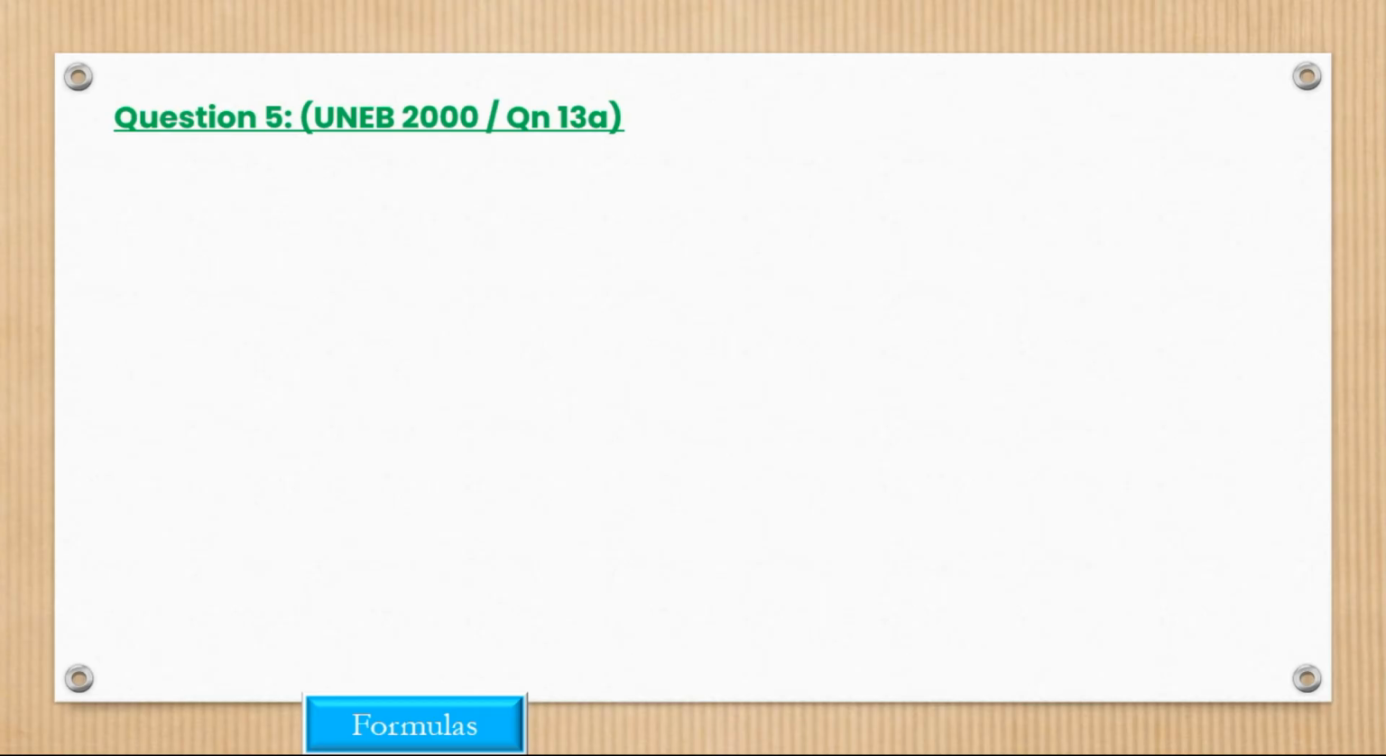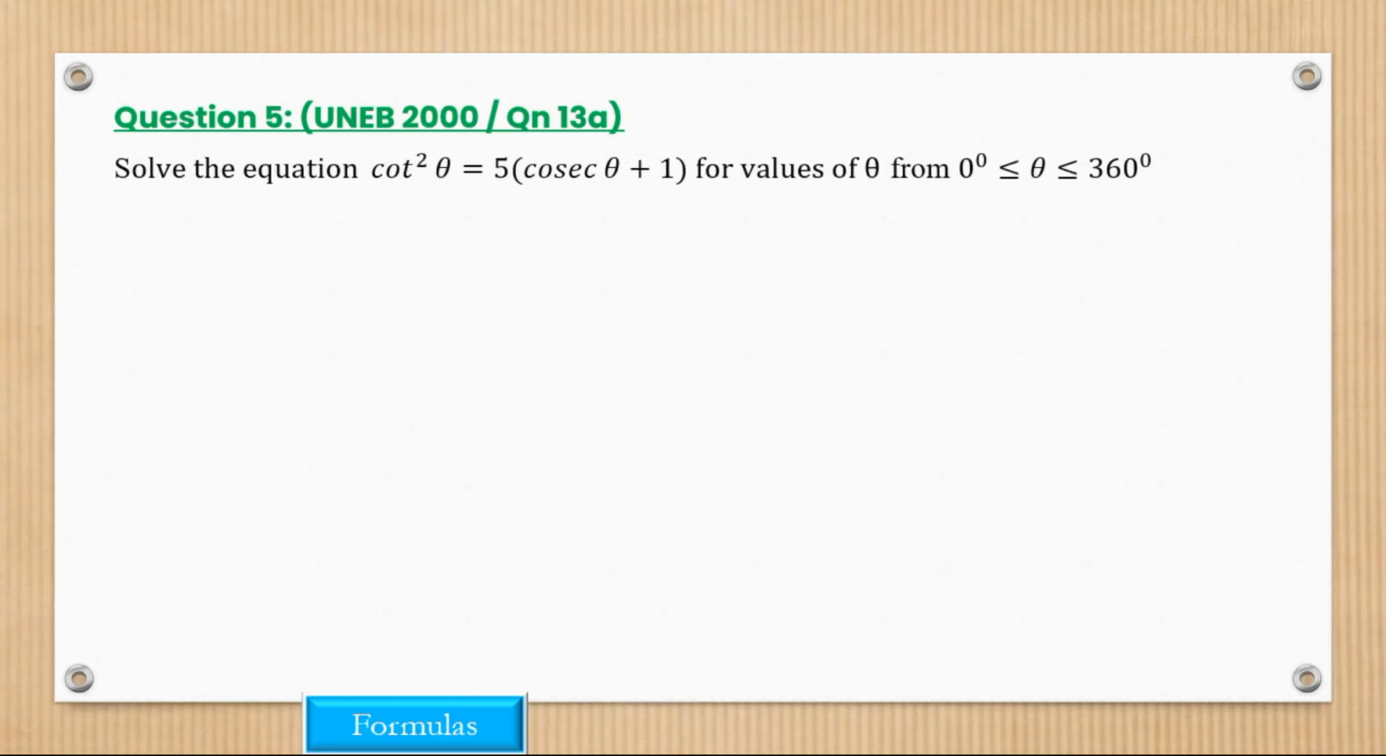So moving on to UNEB 2000 question number 13a, we are being asked to solve the equation cot squared theta is equal to 5 cosec theta plus 1 for values of theta from 0 to 360. So in this example we're also limited to only anti-clockwise rotations, but with a boundary of moving from 0 to 360 degrees. So how do we solve this?